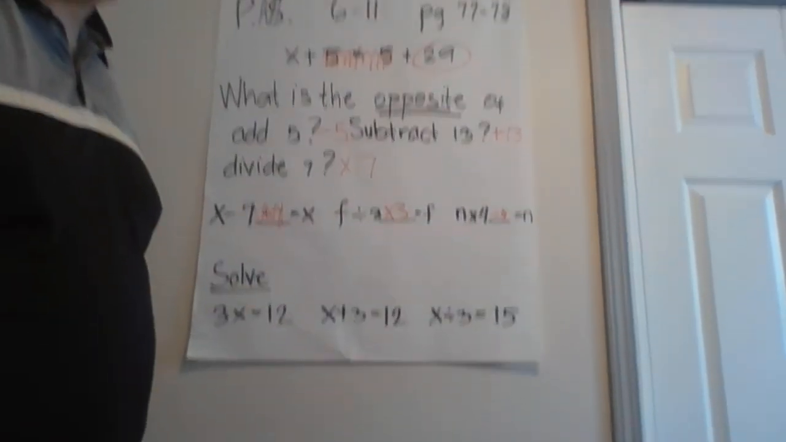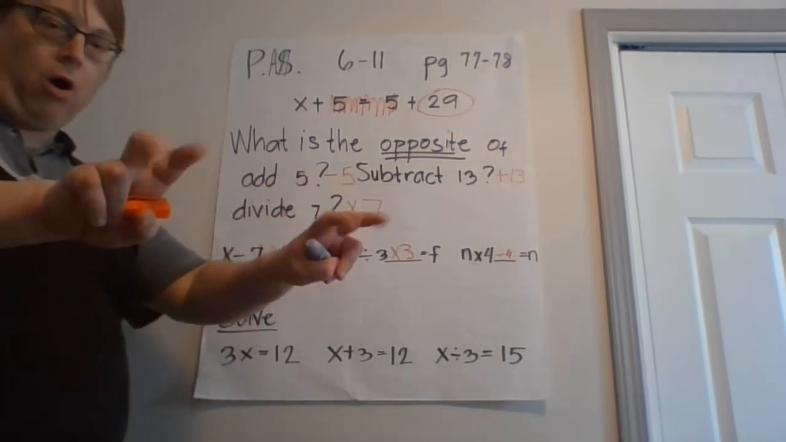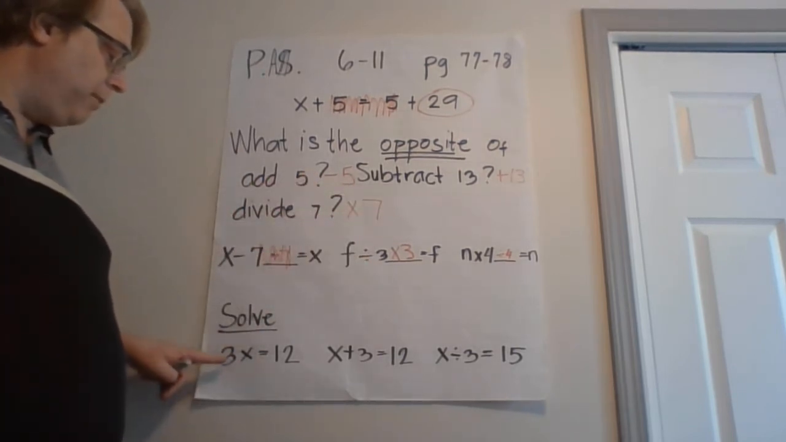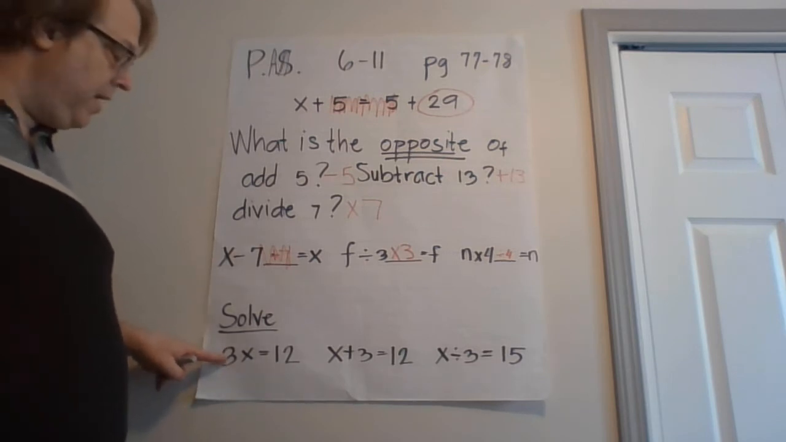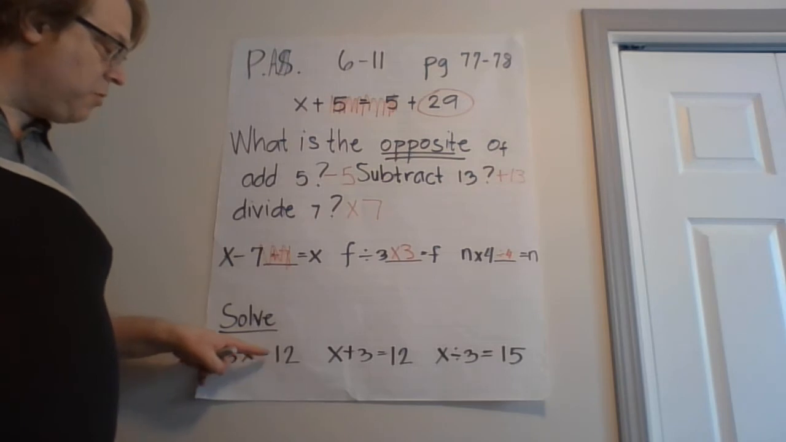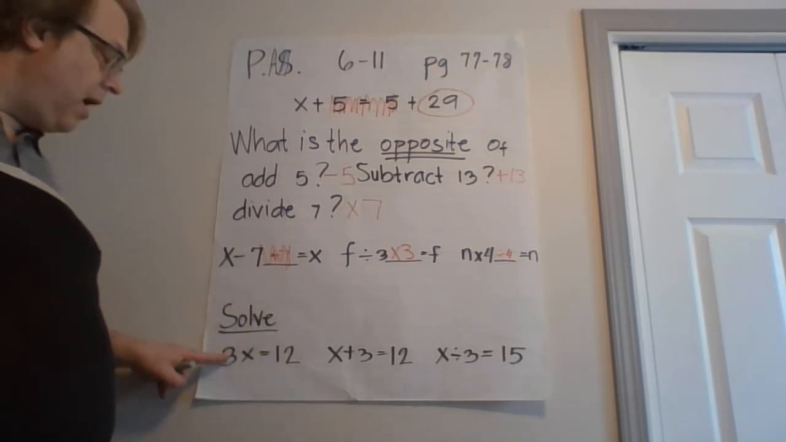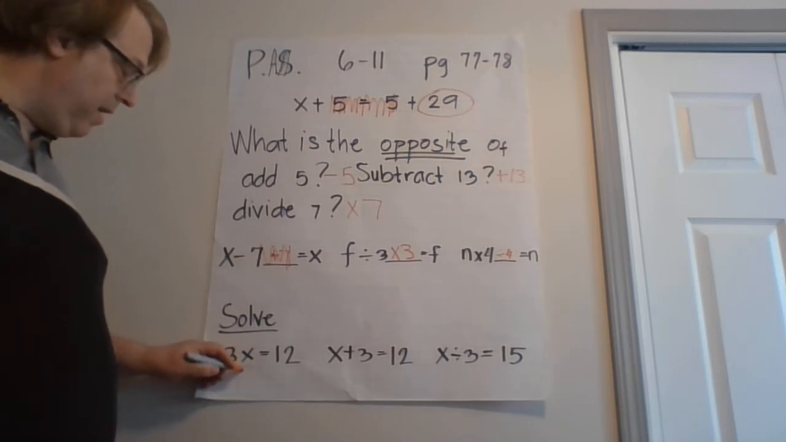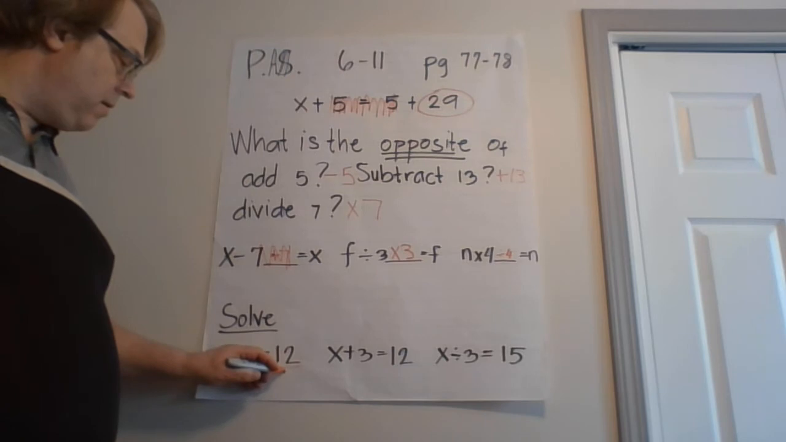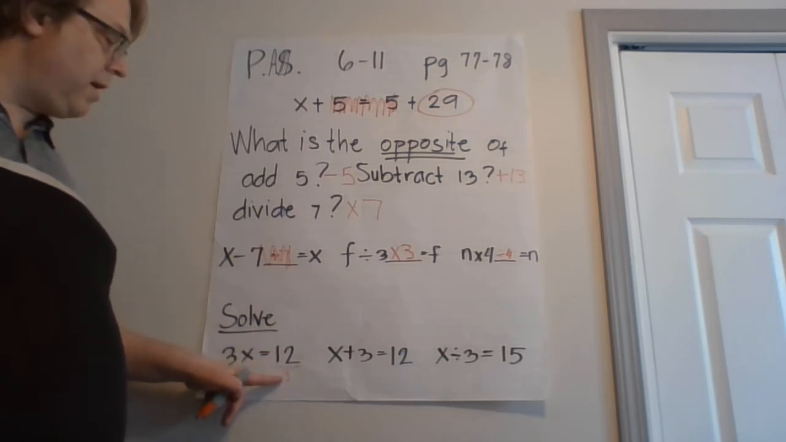Well, let's look at some actual hard algebra. What is the opposite? This is 3 times x equals 12. What's the opposite of times 3? The answer is divide by 3. If you're going to do it to this side, you should be doing it to this side.